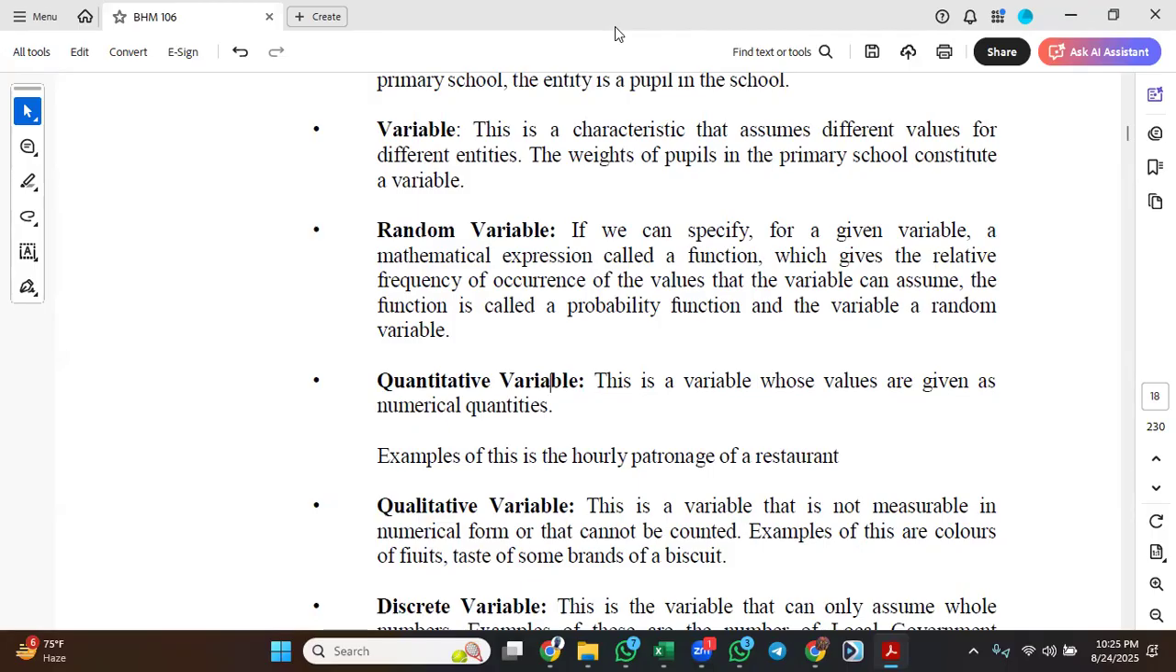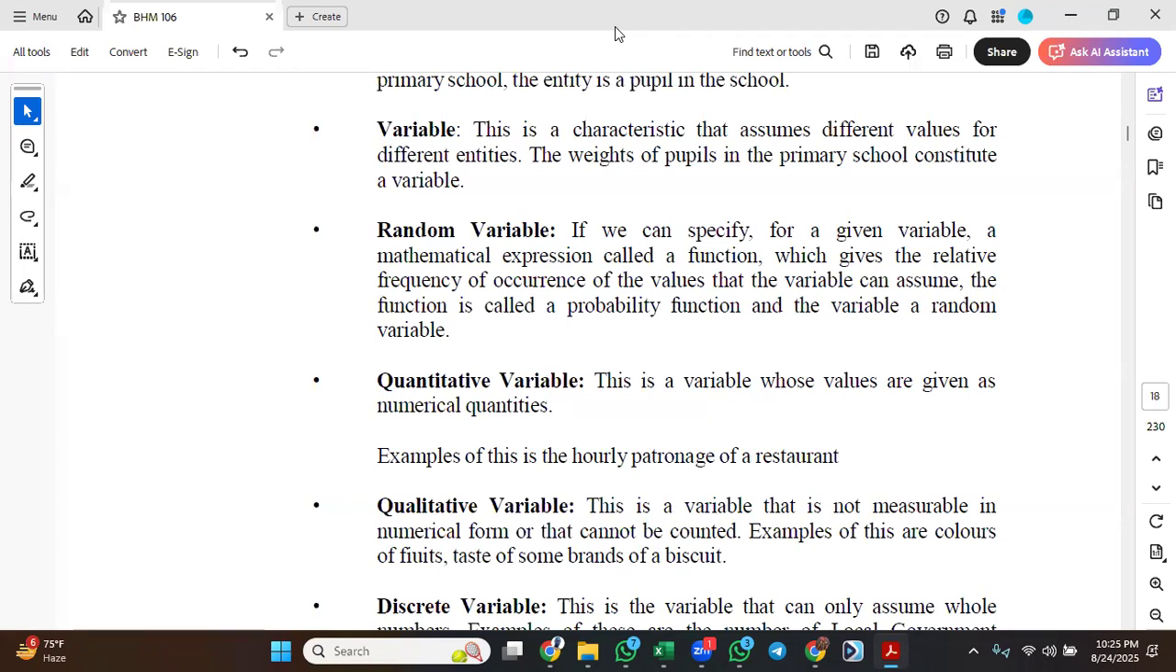For instance, we are going to a particular road to check the fatality of accident or the occurrence of accident on that road. What we are there to check is accident occurrence. So our variable there is the fatalities that are happening on that road over a given period of time that we want to make the observation.